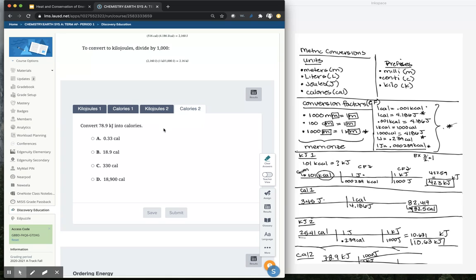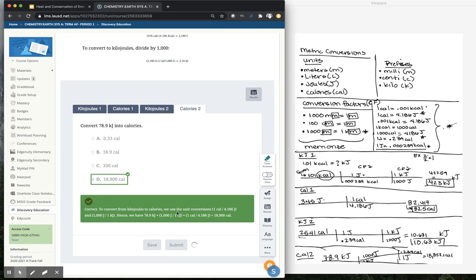The next one is I'm trying to get into calories. So 1 joule is going to be equal to, same conversion as the last time, 0.239 calories. When I put that into my calculator, I get 18,857.1 calories. So the closest one on the screen is 18,900. So let's check that. Submit, and that is the correct answer. So this will be rounded to 18,900 calories. All right, so that's my final answer right down there.